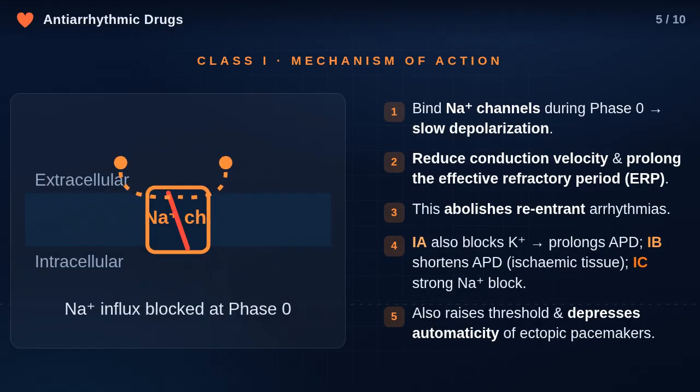Mechanism of action. Class 1 drugs bind to sodium channels during phase 0 and slow the rate of depolarization. This reduces conduction velocity and prolongs the effective refractory period, abolishing re-entrant arrhythmias. Class 1A also blocks potassium, prolonging the action potential duration. Class 1B shortens it and prefers ischemic ventricular tissue. They also raise the threshold potential and depress the automaticity of ectopic pacemakers.